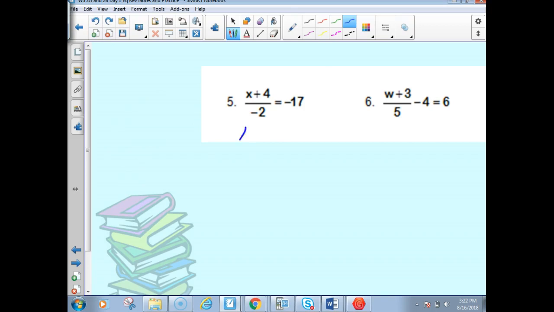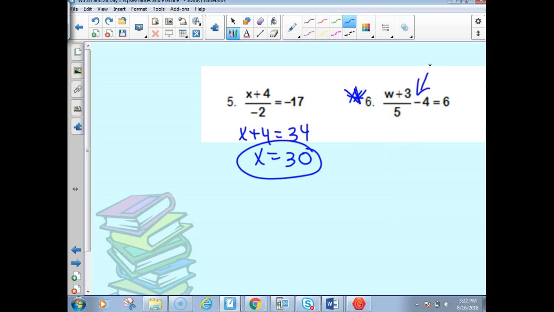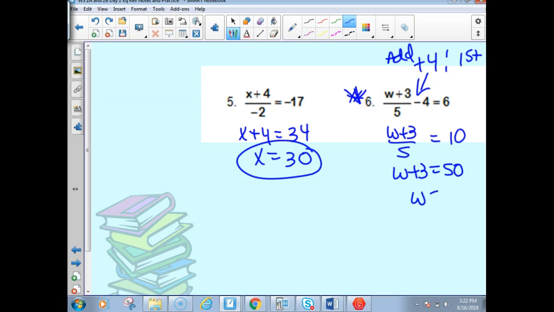All right, multiply by -2, got x plus 4 is equal to 34, and then your answer should be 30 for number 5. Okay, number 6, we got those. That's a starry one because you need to get rid of that 4 first. Add 4. All right, so we got w plus 3 over 5 equals 10. And then multiply by 5 and subtract 3 from both sides.